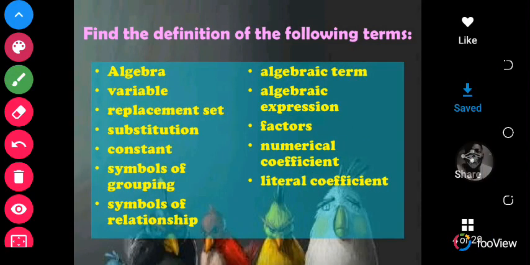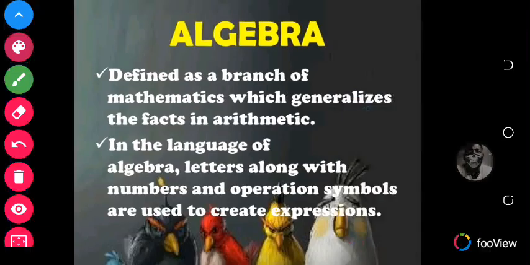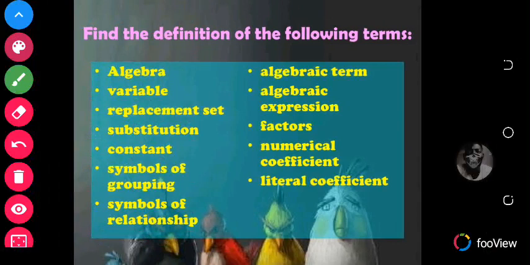We'll get into it soon, but at the end of this lesson we'll be looking at the definition of algebra, variable, replacement sets, substitution, constants, symbols of grouping, symbols of relationship, algebraic term, algebraic expression, factors, numerical coefficients, and literal coefficients. So we understand everything as we move on.